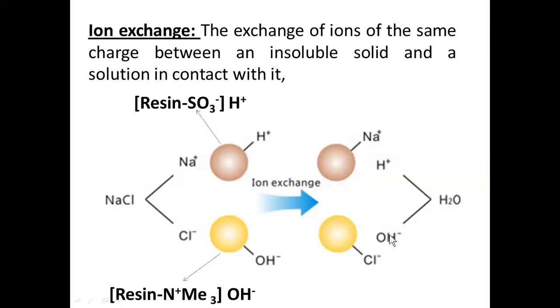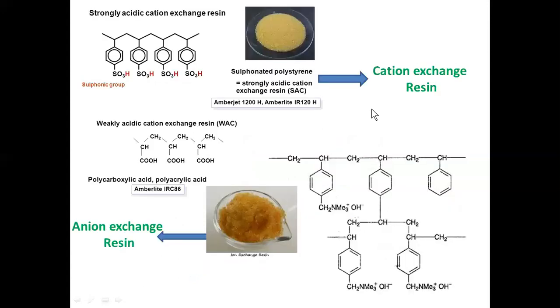So the hydroxide ions exchanged by chloride ion are released and will be coming out of the chromatographic column. Here, the amount of hydroxide ion released is equivalent to the amount of anions exchanged. So this process is called the ion exchange process. So the exchange of ions of the same charge between an insoluble solid and a solution in contact with the solid is called the ion exchange process. So you don't get confused: H plus ion is a cation and it is going to be exchanged by a positively charged species. Similarly, OH minus is an anion and it is going to be exchanged by an anion such as chloride.